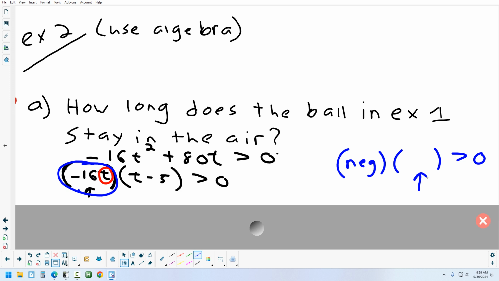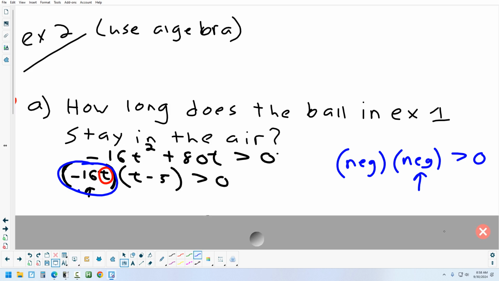There's only one way that a negative times something can come out greater than 0. If you have a negative times a negative, you need another negative. So in other words, t minus 5 has to come out to a negative number. Let's write that down. So this implies t minus 5 has to be less than 0.